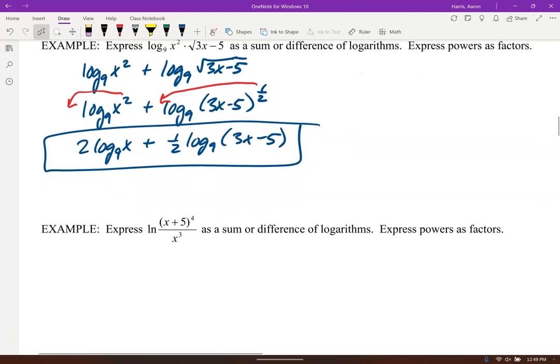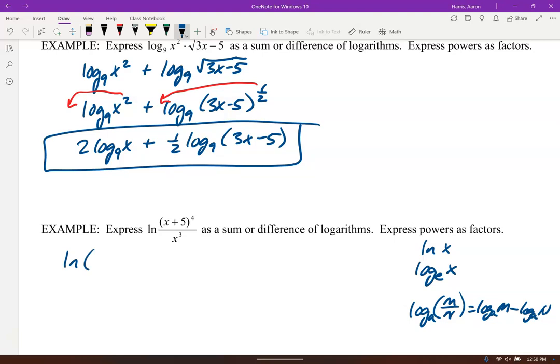This next one here, we have the natural log of x plus 5 to the 4th over x cubed. Remember, the natural log is the same as log base e of x, so those same properties hold. The property says log base a of m over n is the same as log base a of m minus log base a of n. That's the quotient property. This is just log base e, or the natural log, so I'm going to write this as the natural log of the top minus the natural log of the bottom.